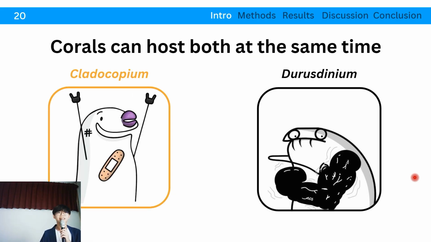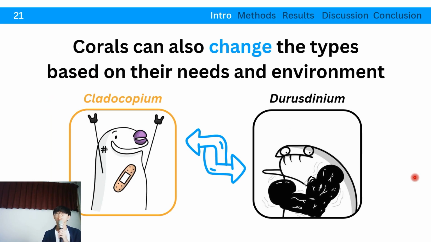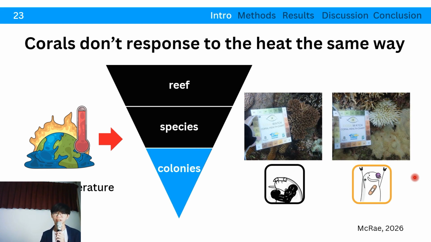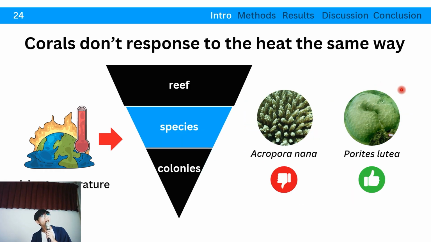In corals, they can host both at the same time, and they can change the types based on their needs and environment. That's why we often find that corals don't respond to heat the same way. Different colonies with different symbiotic algae, like Durusdinium, won't get bleached that much. It is still brown, but with Cladocopium, you can see it punched down, so it got bleached. It's going to be white. So often the coral species matters much. You can see the massive Porites lutea performs better than the branching Acropora nana.